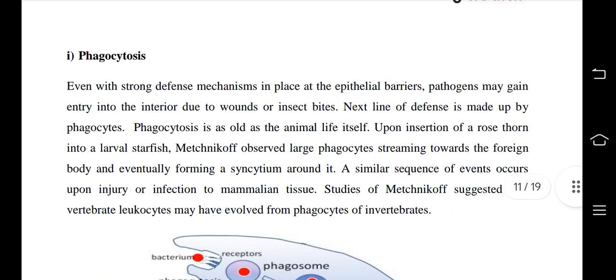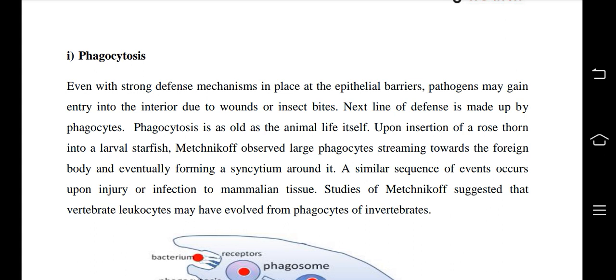Then phagocytosis. Even when strong defense mechanisms are in place at the epithelial barriers, pathogens may gain entry into the interior due to wounds or insect bites. The next line of defense is made up by phagocytes. Phagocytosis is as old as animal life itself.